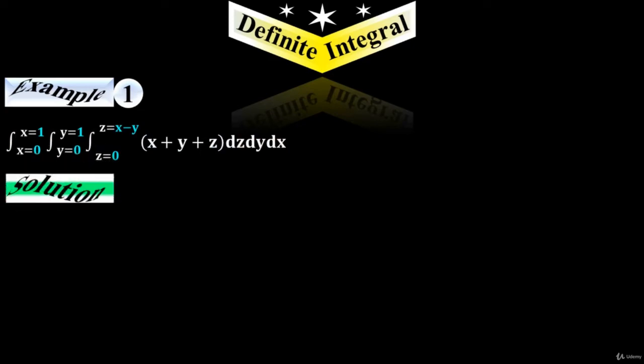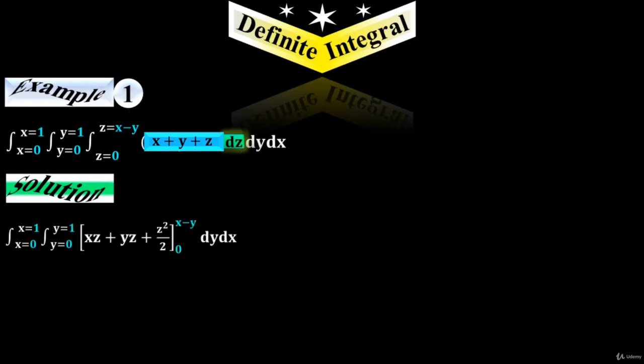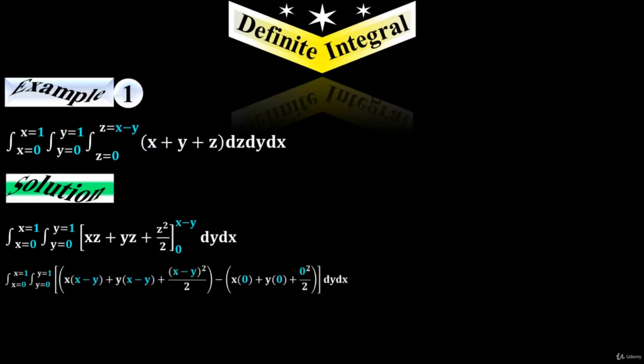Solution. Now integrate the given function x plus y plus z first with respect to z, and after integration we have x times z plus y times z plus z squared over 2. Substitute the value of the limits in z variable. Our upper limit is x minus y and the lower limit is 0. The integration was with respect to z, and therefore you must substitute the value of limit in z variable, not in xy variable.